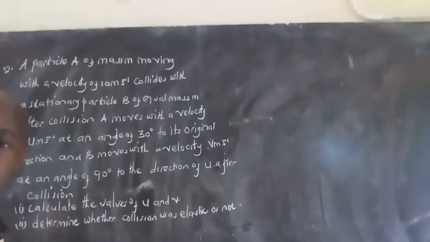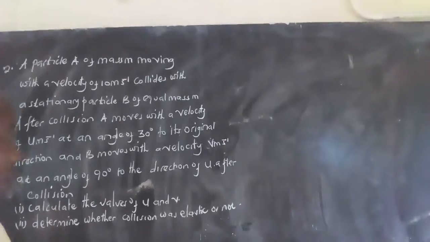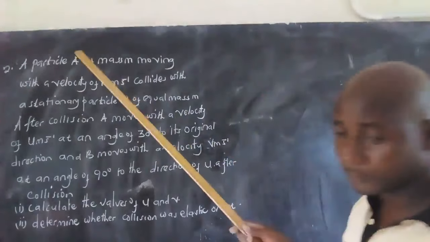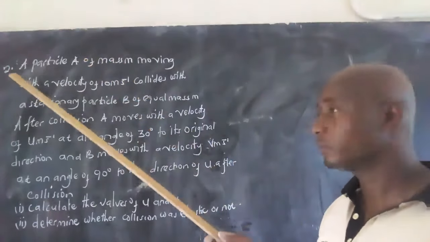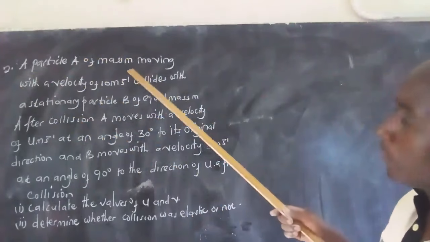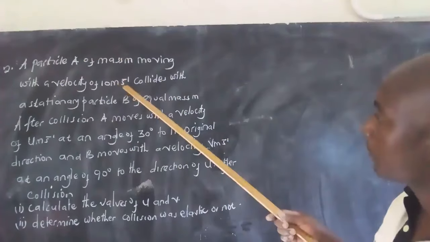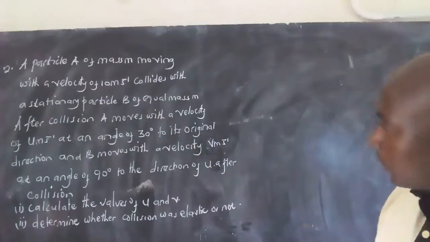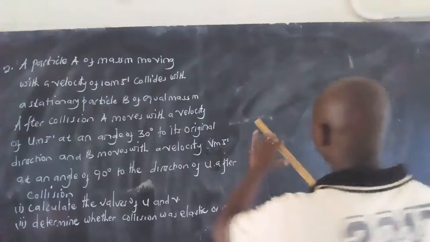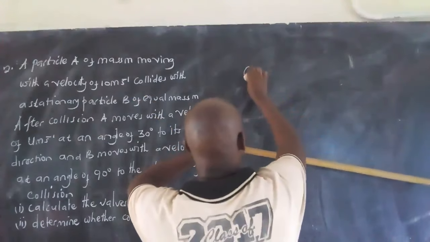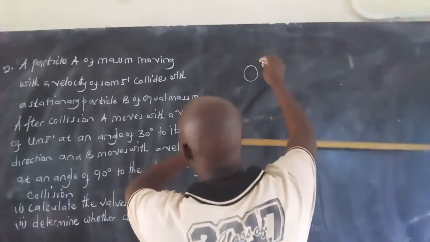Go to number 2. Here we are given a particle of mass m moving with a velocity of 10, which collides with a stationary particle. So we sketch the diagram. We have a particle M.